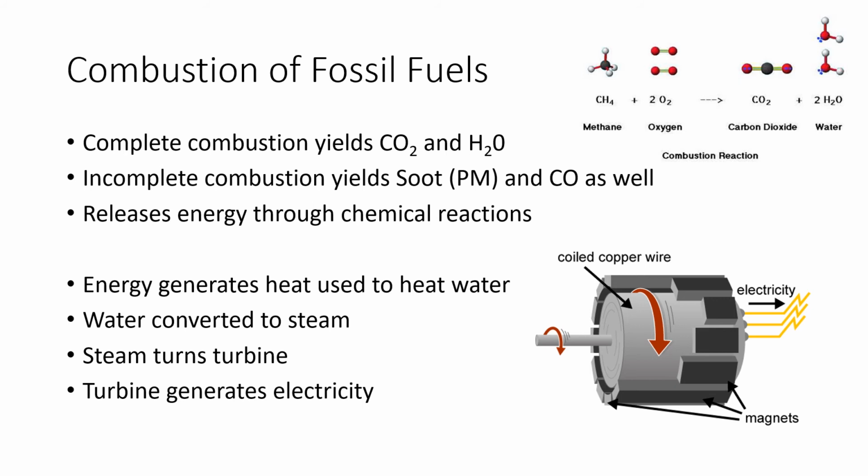I'll add in there that an incomplete combustion is where you get that soot and carbon monoxide. So, when you have incomplete combustion, it doesn't burn as readily and as cleanly. But right, these reactions are creating energy, and that energy is generating heat. We use that heat to heat the water, and that water turns into steam, and the steam turns a turbine, and the turbine generates electricity. There's this spinning wire through magnets, and you have electricity that then gets brought out to a transformer into something that we can use.